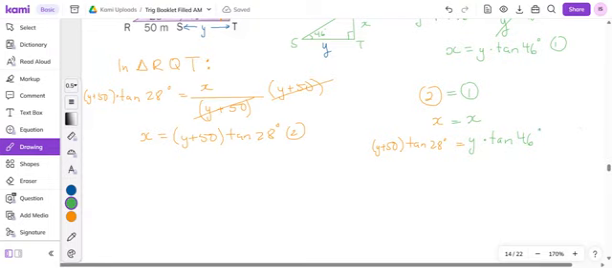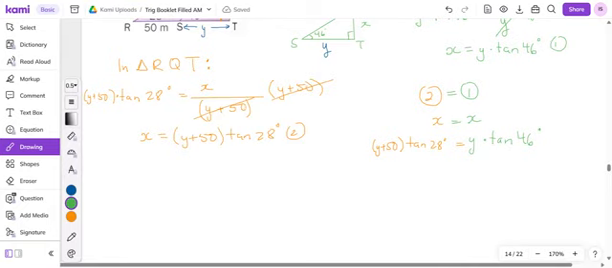I'm stuck. I don't know what to do. What's something I could do? Like in this moment, it's like, just try something. So look at the orange part. What could I do? I could, but I'm going to have a bunch of decimals. So let's keep it as tan 28. That is definitely a good thing.